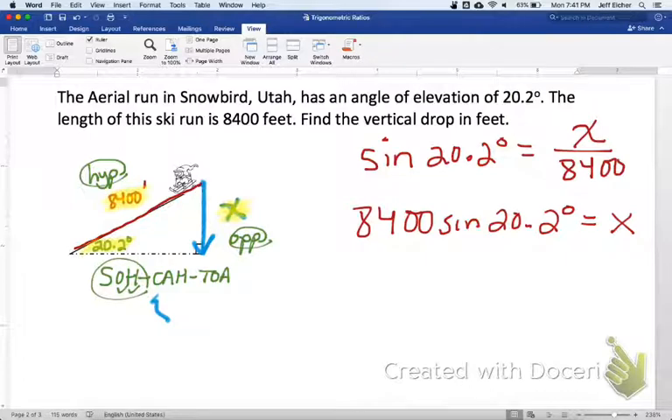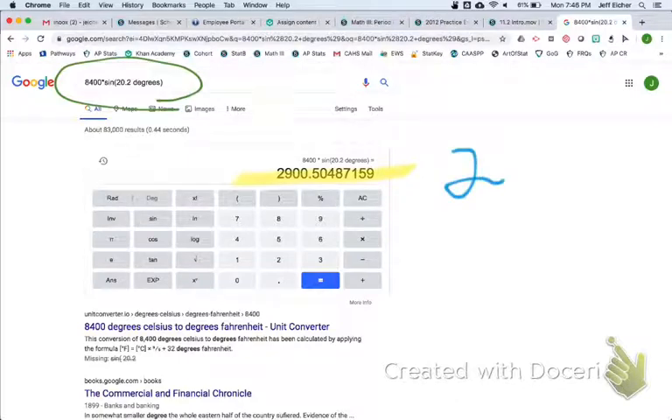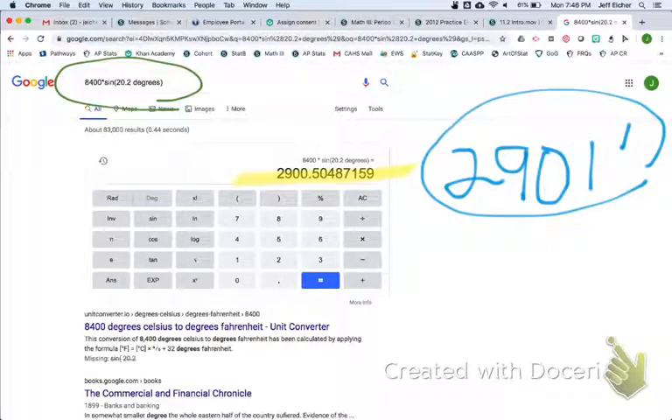To calculate that, I need to get a calculator out. And when in doubt, go to Google and have it do 8,400 times sine 20.2 degrees, and it looks like our answer is 2900.5. I think it might have said round to the nearest foot. So the vertical drop is 2,901 feet.